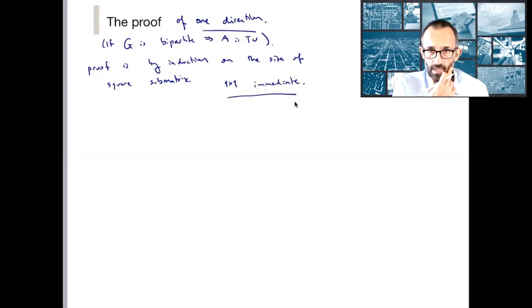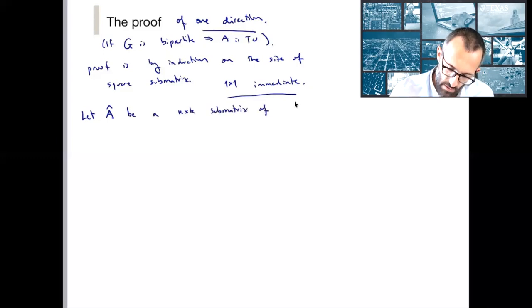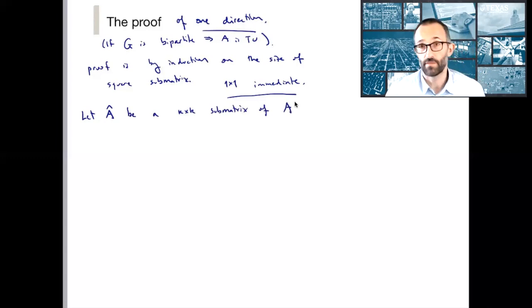Now let A hat be a K by K submatrix of the incidence matrix A, and let's reason about it. We want to show that this has determinant 0, +1, or -1. So what are the different possibilities?